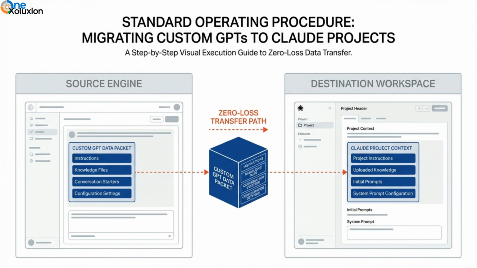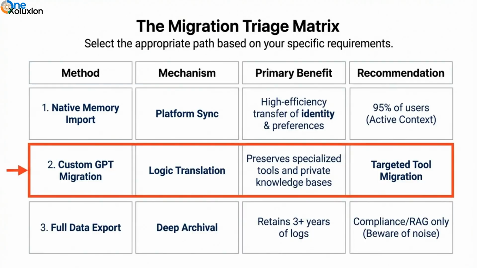This video provides a standard operating procedure for migrating custom GPTs to Claude Projects, ensuring a zero-loss data transfer. The process involves moving the custom GPT data packet from the source engine to the destination workspace. The migration triage matrix helps select the right path. We will focus on the custom GPT migration method, which uses logic translation to preserve specialized tools and knowledge bases.